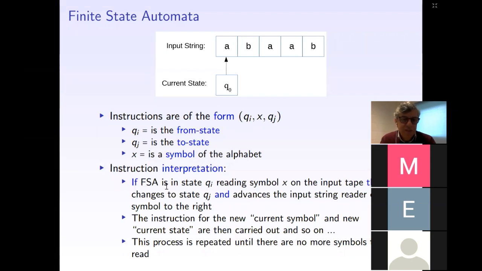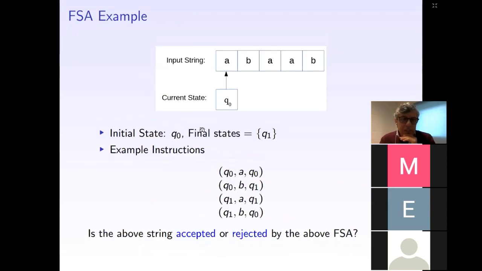If the FSA, finite state automata, is in a state, that's exactly what I described. I don't need to read through these things. The instruction for the new current symbol and the new current state are then carried out, and so on. So that's the whole story. Let's have a look at an example. I have this machine, initial state is Q0, final state is Q1, and these are the instructions.